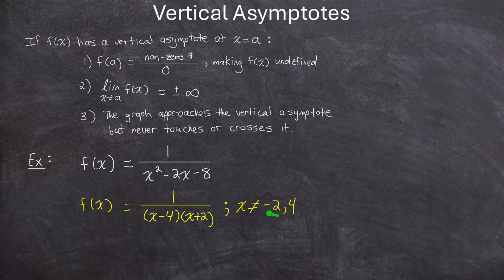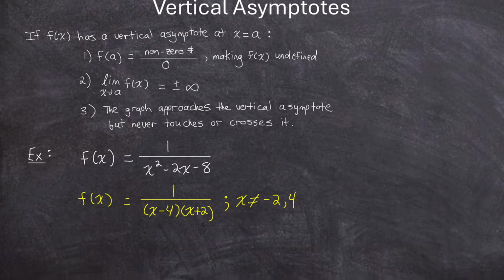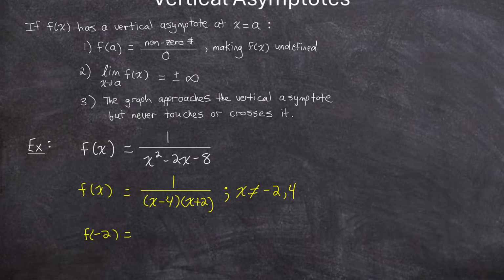Now, restrictions on the variable do always result in a discontinuity of the graph, but it's not always a vertical asymptote. To verify that there are vertical asymptotes at x equals -2 and x equals 4, I'll show you that when subbing those values into our function, we get a non-zero number over 0. f of -2 is 1 over 0, and f of 4 is also 1 over 0. Since both of those x values result in a non-zero number being divided by 0, I know that there's going to be a vertical asymptote at those x values.